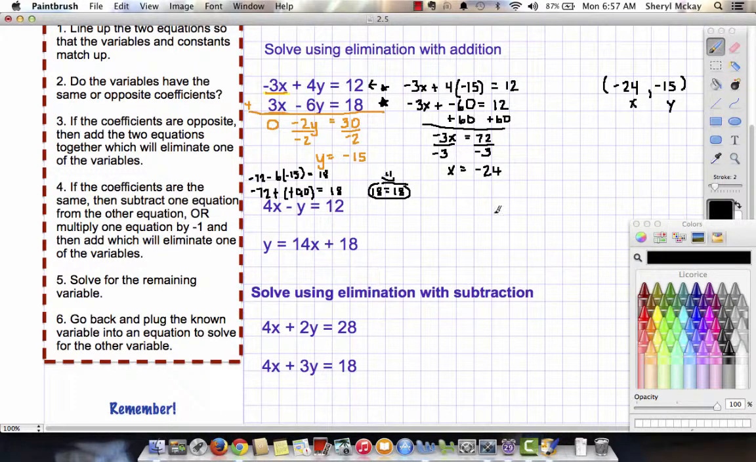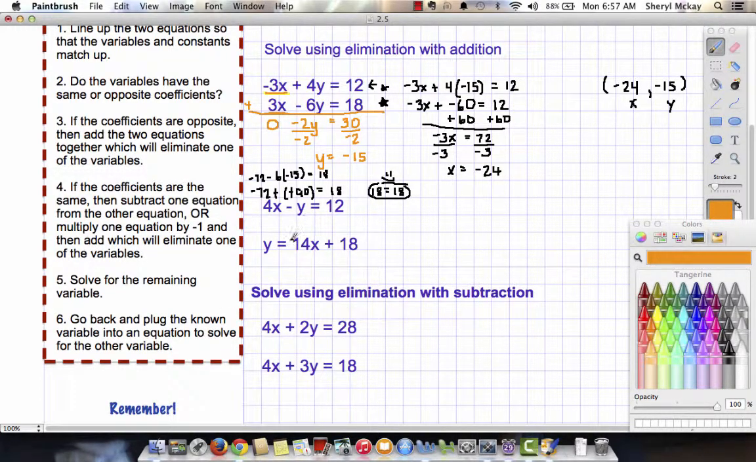Let's try another one. Let's try this one right here. 4x minus y equals 12. Well, actually, before I do that, let's go back to my little list here. So we stopped at, do the variables have the same or opposite coefficients? If the coefficients are opposite, then add the two equations together, which will eliminate one of the variables. We did that. This number 4, if the coefficients are the same, then subtract one equation. We're going to wait and do that one later, because in this situation the coefficients were opposite. Then we solved for the remaining variable. We went back and plugged the known variable into an equation to solve for the other variable. So that's what we did.